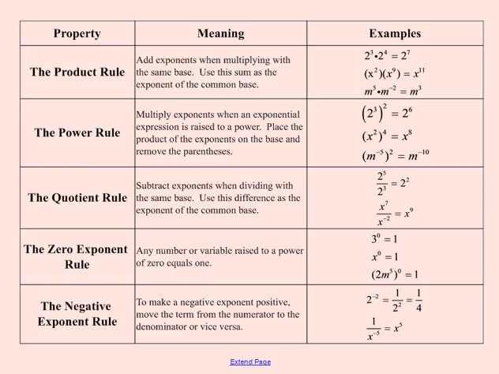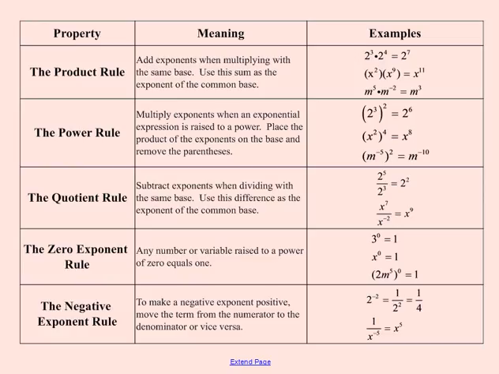Our second example, x squared raised to the 4th power. The power rule tells us to multiply the exponents, so we end up with x to the 8th as our answer. And finally, m to the negative 5th power raised to the 2nd power. The power rule says to multiply the exponents, so negative 5 times 2 is negative 10. We end up with m to the negative 10th power as our answer.